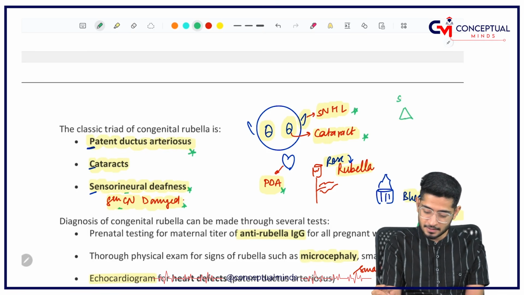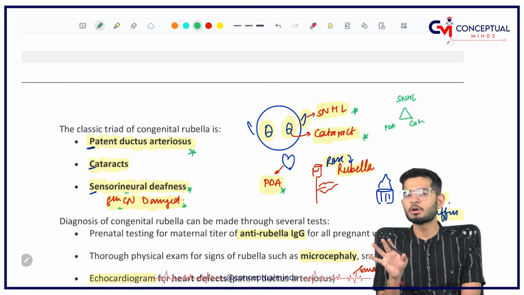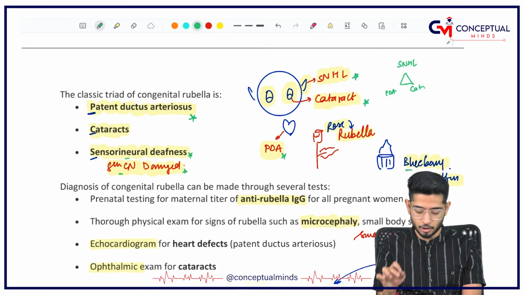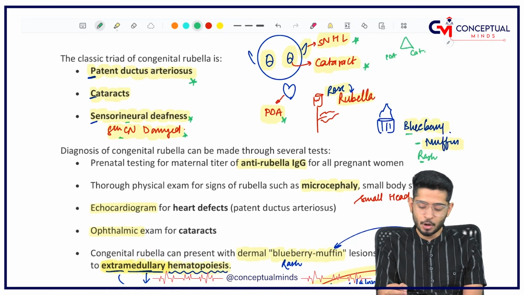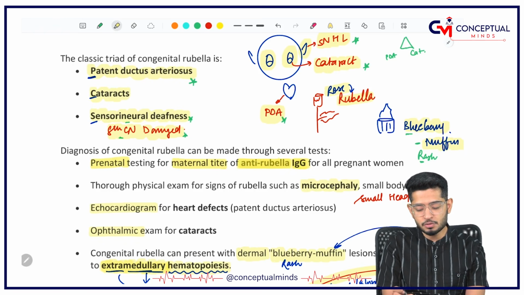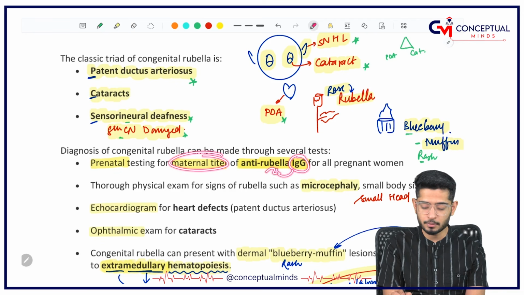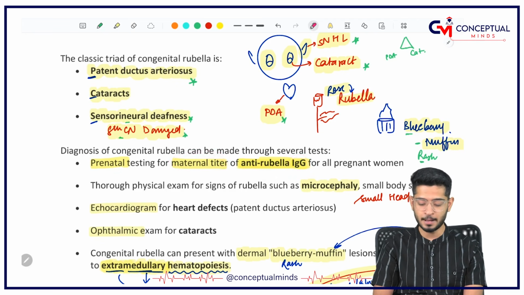One is the sensory neural hearing loss. One is the cataract. Other is the PDA. Although blueberry muffin rash is seen in rubella, mind you, this is not a part of the triad. Okay. How will you check? You have to check for the maternal titers prenatally. You have to check for the maternal titers of immunoglobulins produced against rubella.